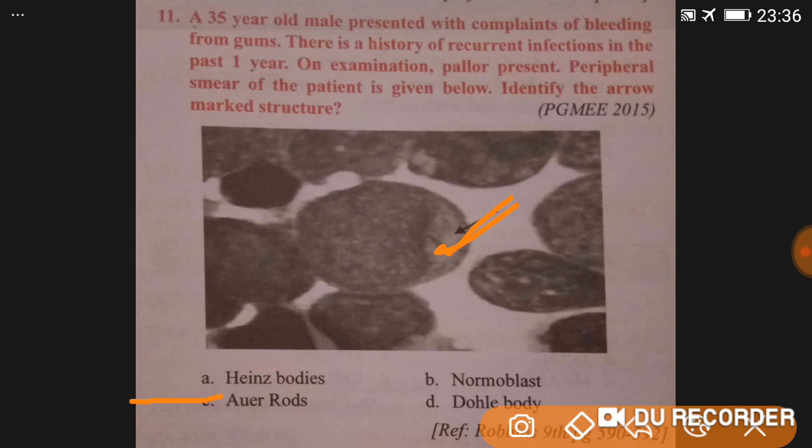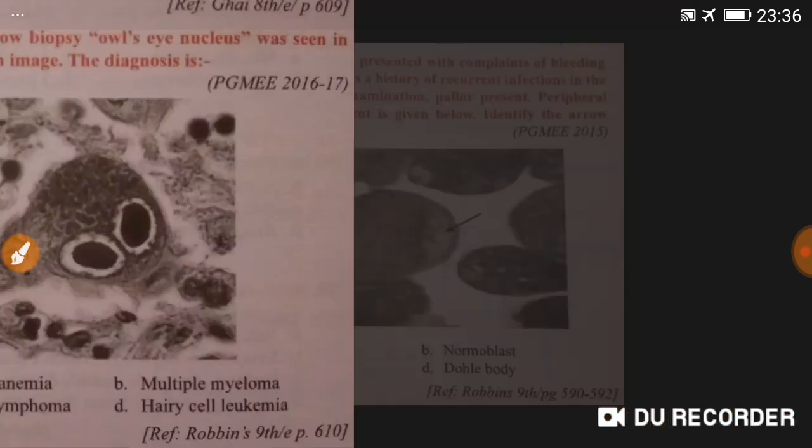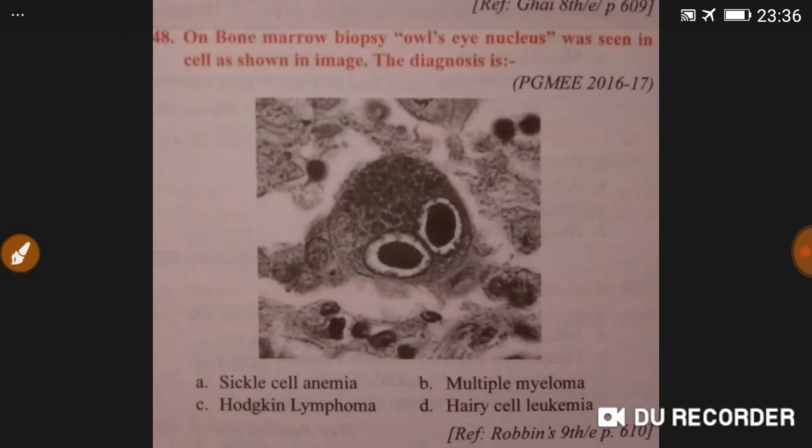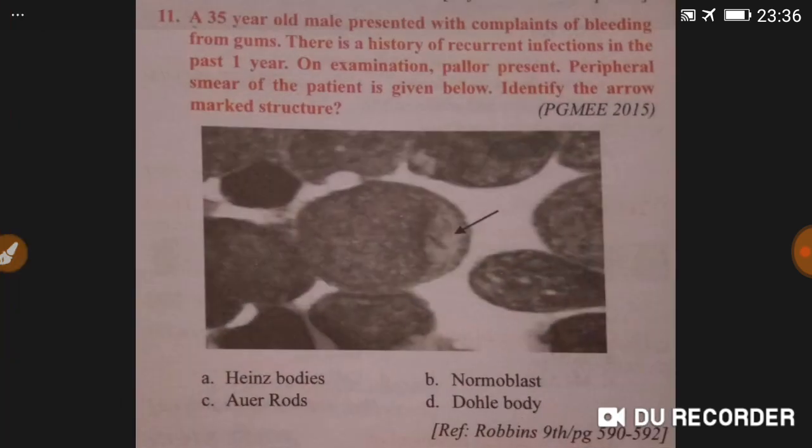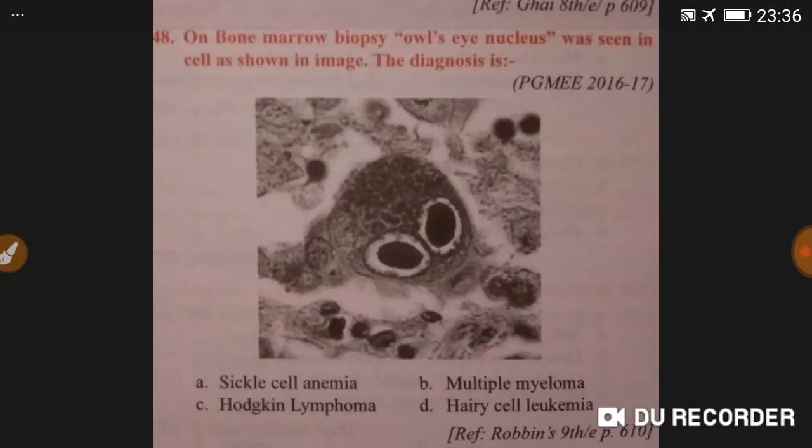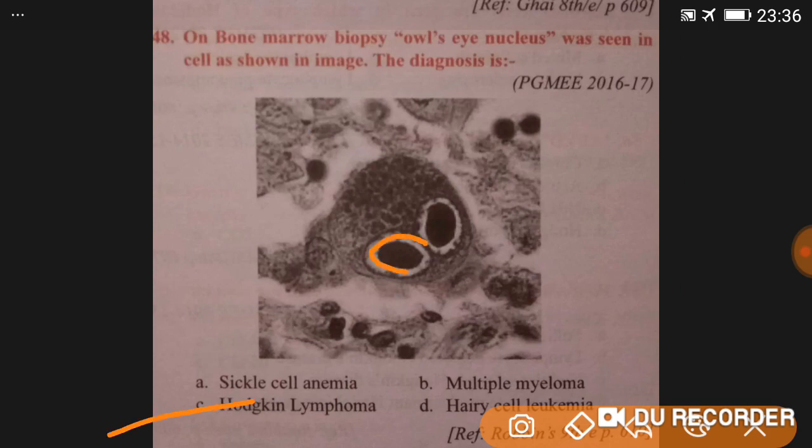Okay, now we already finished till here. Now, in a bone marrow biopsy, an owl eye nucleus was seen in the cell as shown in the image. The diagnosis here is Hodgkin's lymphoma, owl eye inclusion.